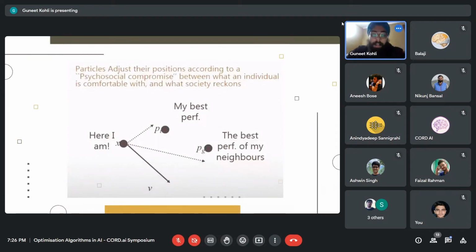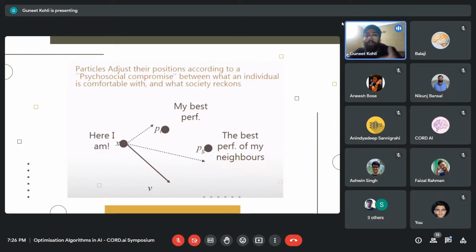Moving forward, particles adjust their position according to psychosocial compromise. So again, the co-op which you saw earlier. So it's just an example. So this X particle, again, there are a lot of repetitions there, but I'm just trying to give you the perspective of the same story from different diagrams, different views, different kinds of theory. They all point to the same thing.